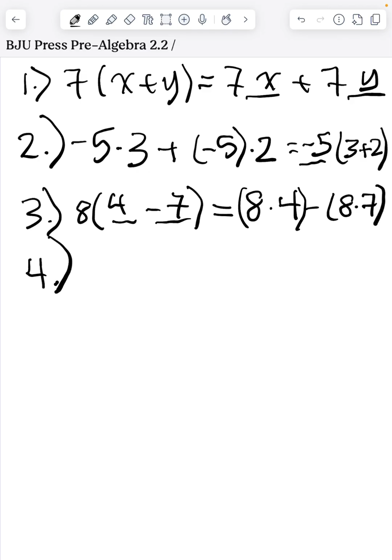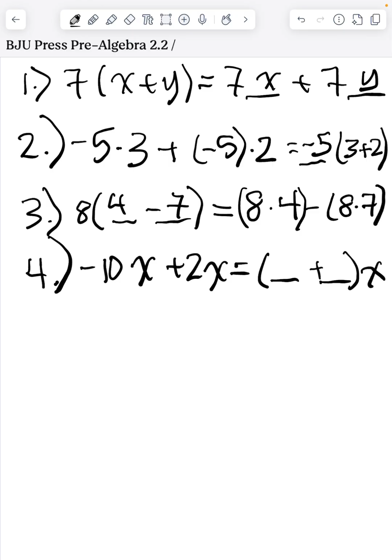All right, so give me 1 second here. We'll do number 4. Number 4, negative 10x plus 2x equals the quantity blank plus blank multiplied by x. So the x is on the back end of the parentheses here. It is multiplied by both a negative 10 and a positive 2, which means we've got a negative 10 and a 2.